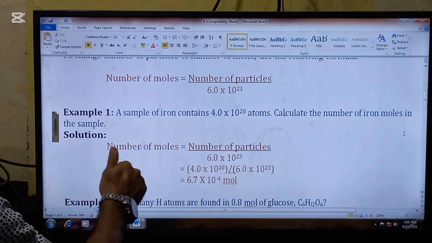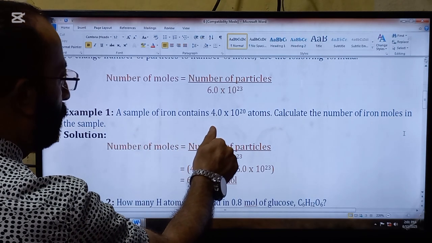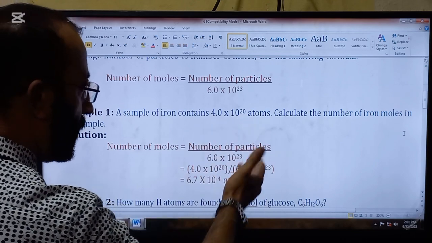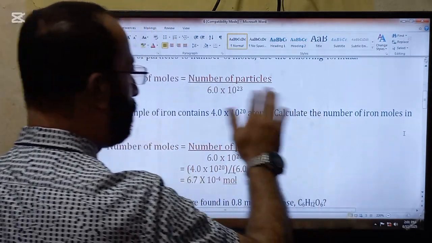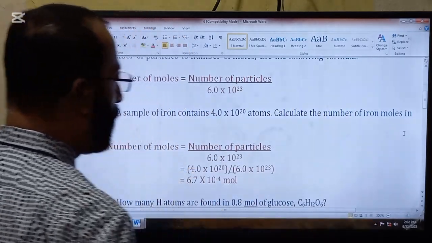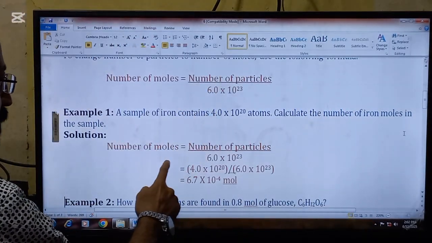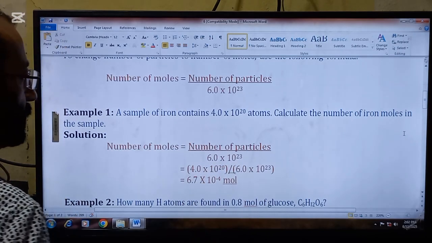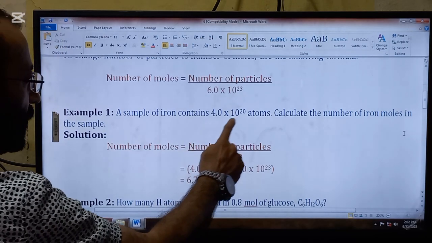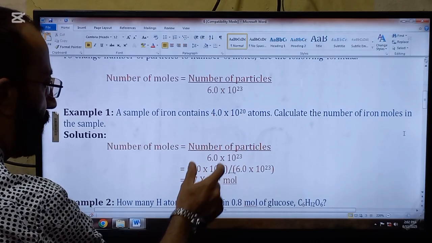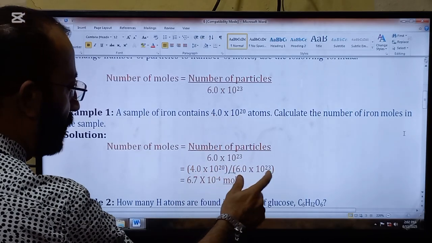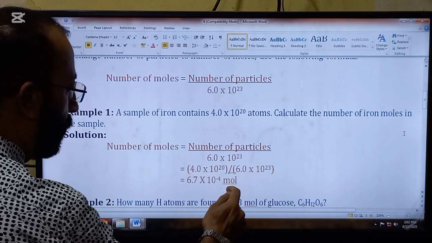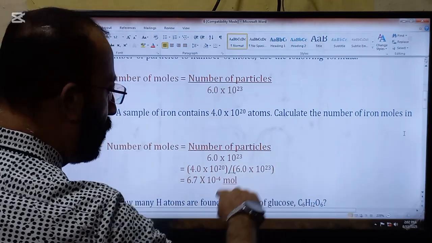Examples are here. A sample of the iron contains 4 multiplied by 10 raised to the power 20 atoms. So these are the particles. Calculate the number of the moles. So particles are given, moles is the requirement. So this formula will be used. Number of the moles is equal to number of the particles over 6 multiplied by 10 raised to the power 23. So look at the particles. We will write this number in the numerator and this denominator will remain same. Solve it on the calculator. You will get the answer and mol will be written with it because these are the moles.